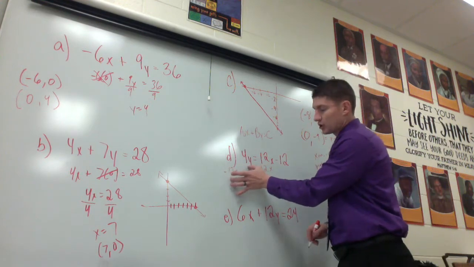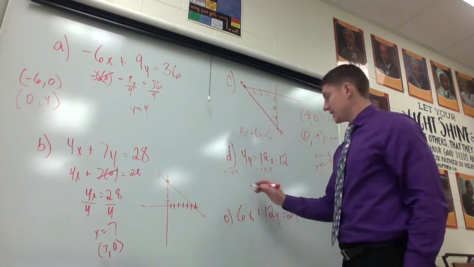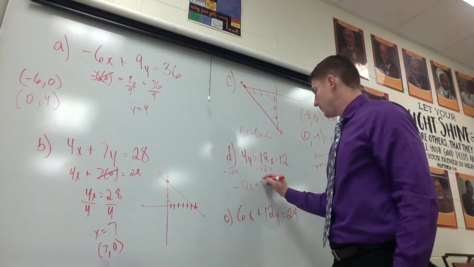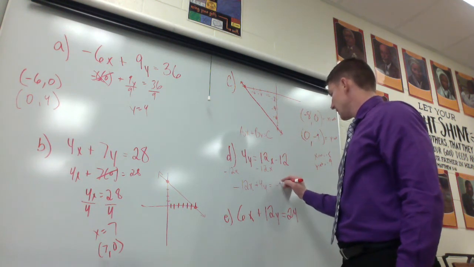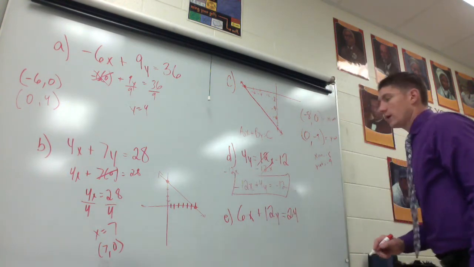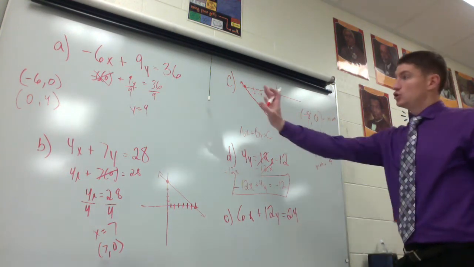Because these are not like terms, they're going to both stay separate on this side, and I can just rewrite my equation: -12x plus 4y equals -12. These two would cancel, and I now have my new equation. I'm not going to do it because I've just done it two different times.